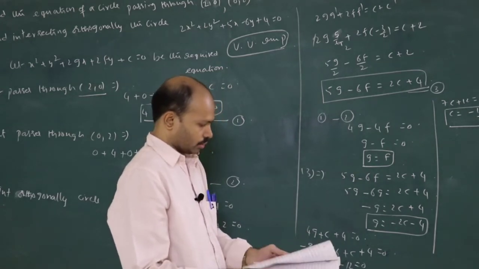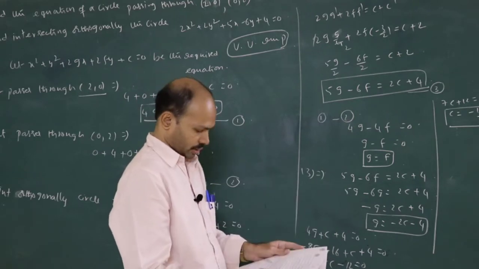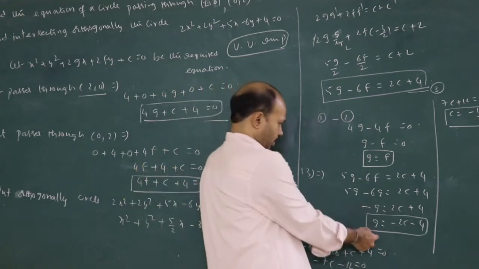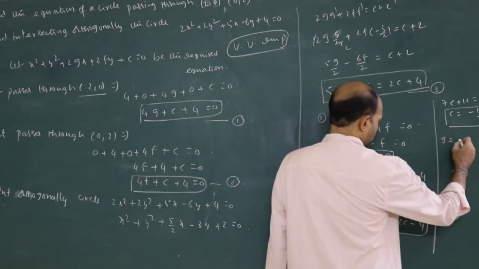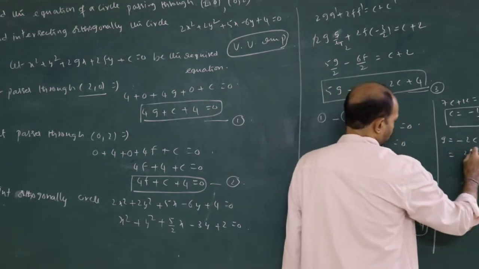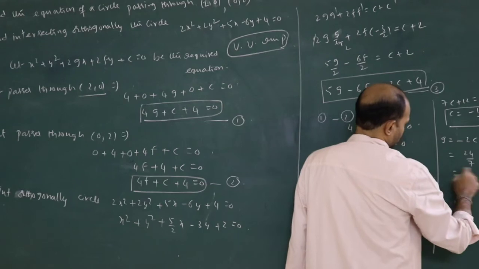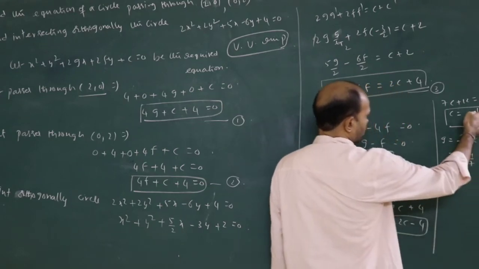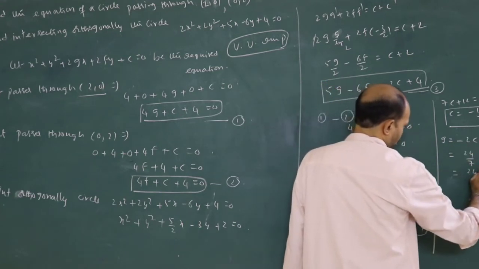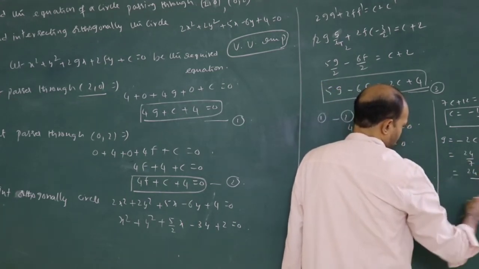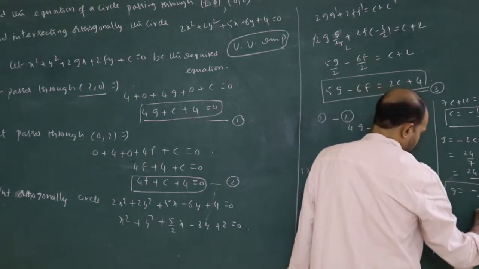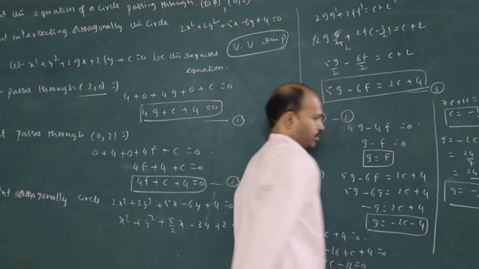Similarly, what is the value of the remaining constants by solving? The value of g or f. Apply from this: g is equal to minus 2c minus 4. Minus 2c, 24 by 7, minus 4. 24 minus 28 by 7, that is minus 4 by 7. This is the value of g, and which is same as f.